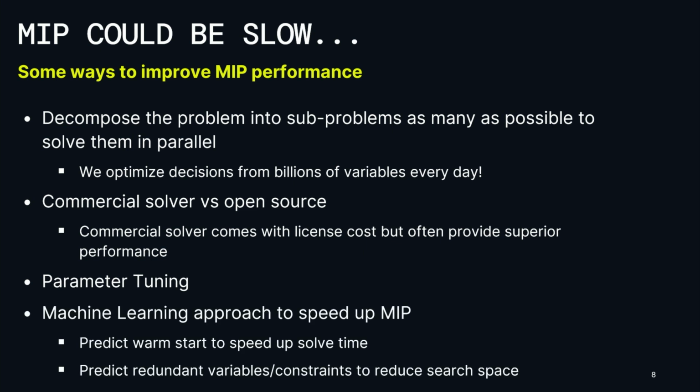The last one is about machine learning, how we can use it to try to speed up the mixed integer programming. There are a few ways to do this. For example, you can run the mixed integer programming on historical data, and then apply a machine learning model to learn the pattern of it, and then try to predict a warm start for the next problem that comes with a similar data distribution. That way you could possibly remove redundant variables and reduce the search space to make it faster.